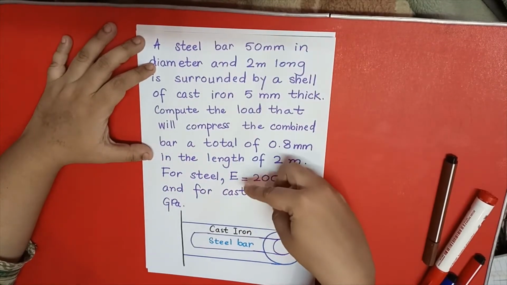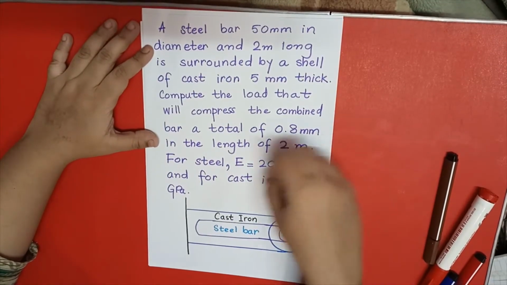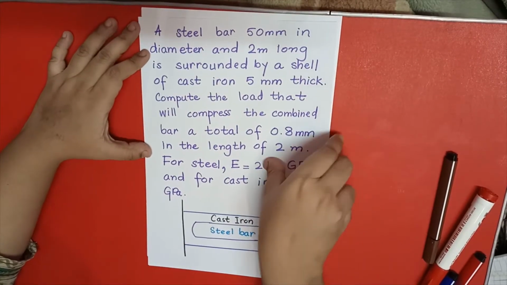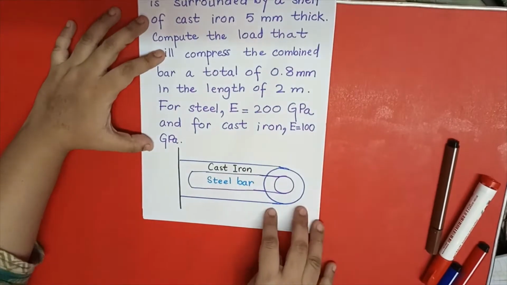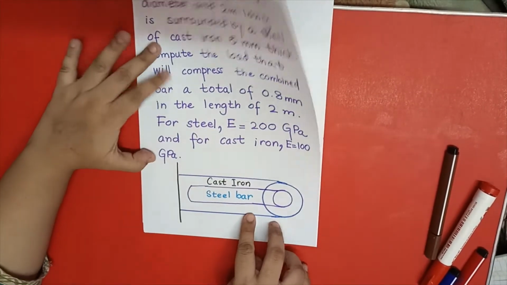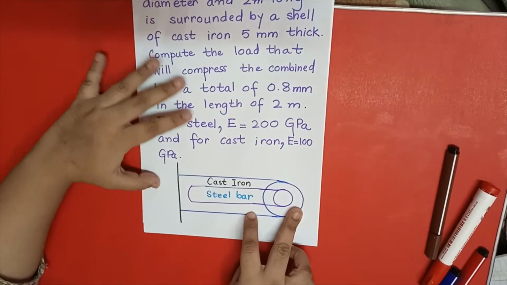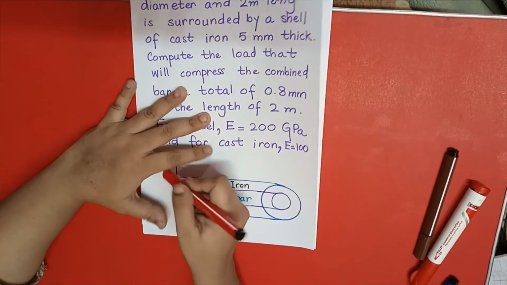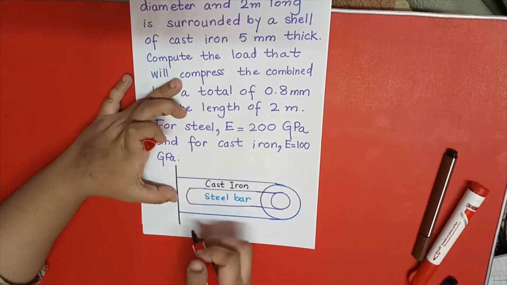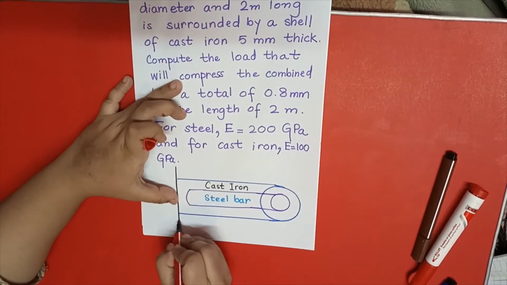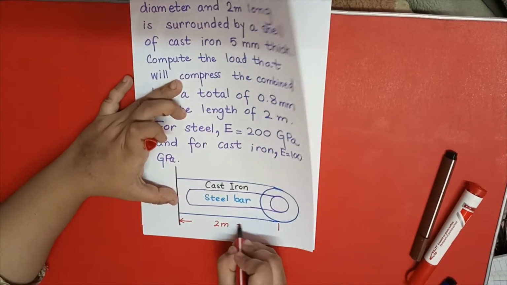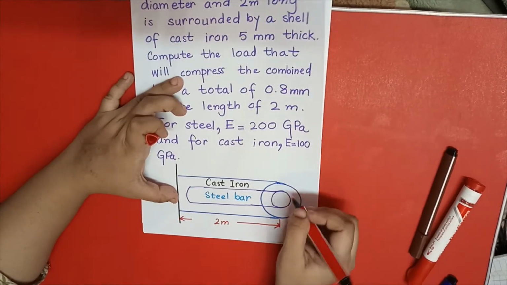For steel, E equals 200 GPa, and for cast iron, E equals 100 GPa. So what does that mean? This will be the diagram. It is not given in the question, so we will draw it ourselves. One more thing: the length of the shell is also given to us, that is 2 meter. So it will be this.